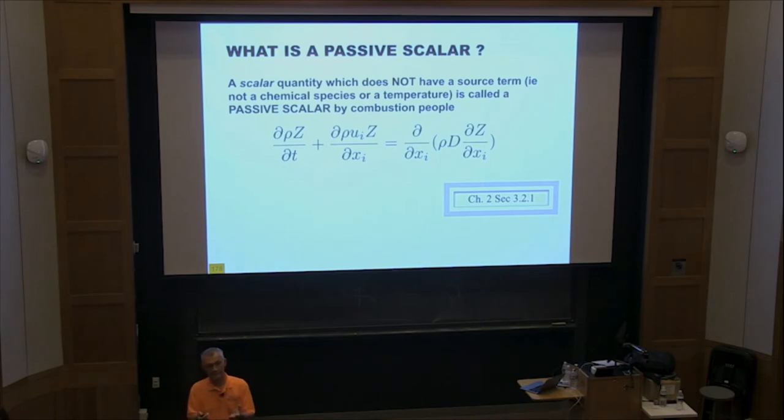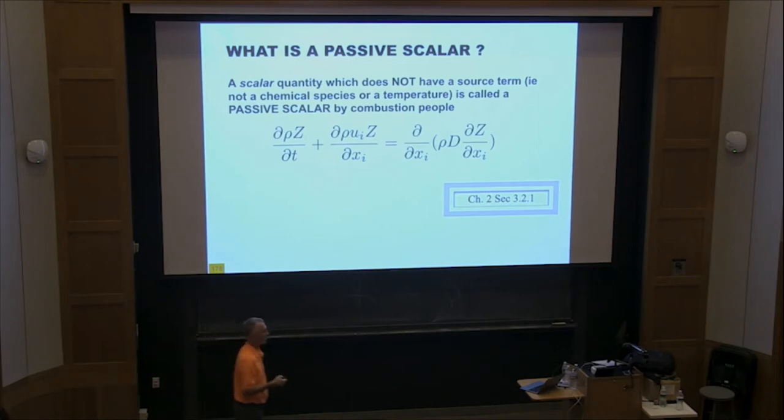It's a scalar, so it's not a vector. And why is it passive? It's because it has no source term in its conservation equation. You know, in combustion, the thing which makes our life miserable is source terms, chemistry. When there is no source term, we are so happy, we call them passive scalars. So it's an equation like this one. It's a conservation equation for Z with nothing here, no source term.